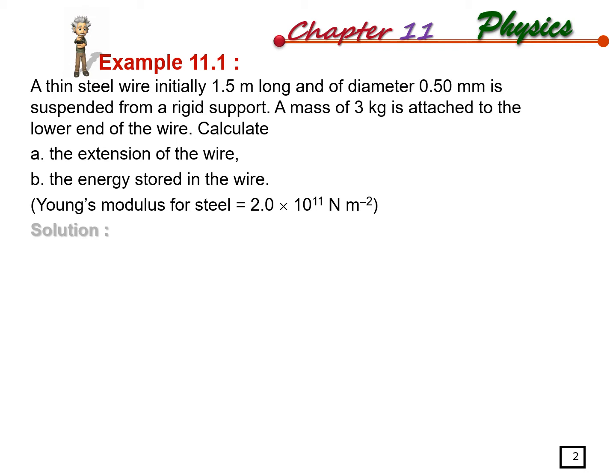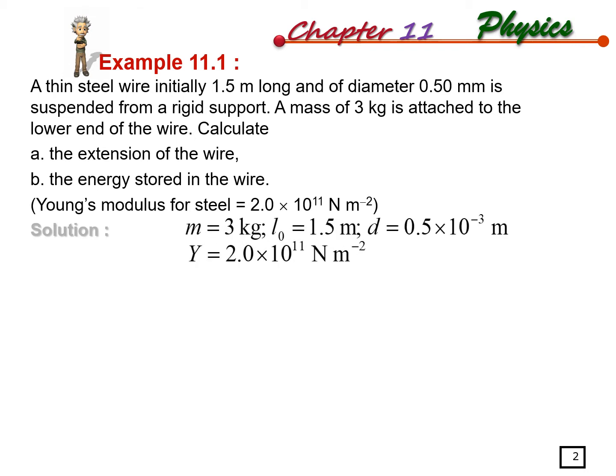Okay, you have a thin steel wire, initially 1.5 meter long and has a diameter of 0.5 mm. Okay, it is suspended from a rigid support, and then you have a mass of 3 kg attached to the lower end of the wire. So over here they wanted to calculate the extension of the wire and then the energy stored in the wire, and you are provided with the value of the Young modulus for steel. Okay, so the information given: mass suspended, initial length, diameter, and also Young modulus.